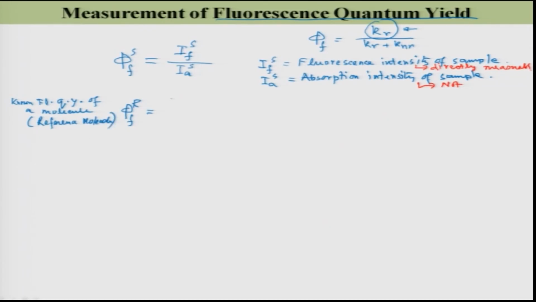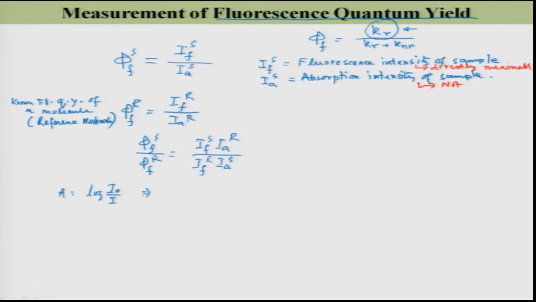So, in this case, this is nothing but I f r by I a r. So, I can simply write that phi f s by phi f r equal to I f s into I a r divided by I f r into I a s, right. Okay. Now, I know A equal to log I 0 by I.